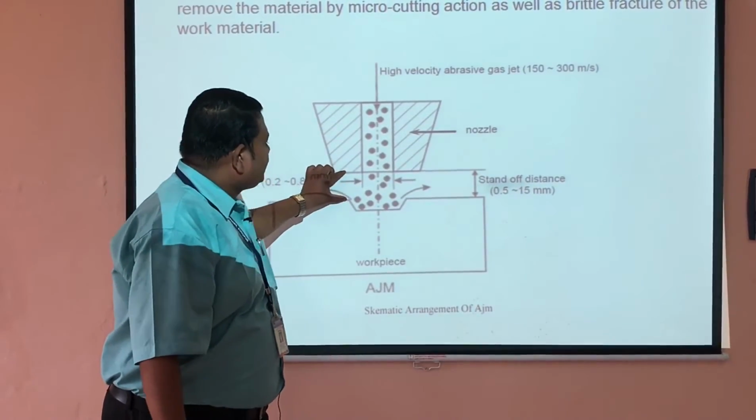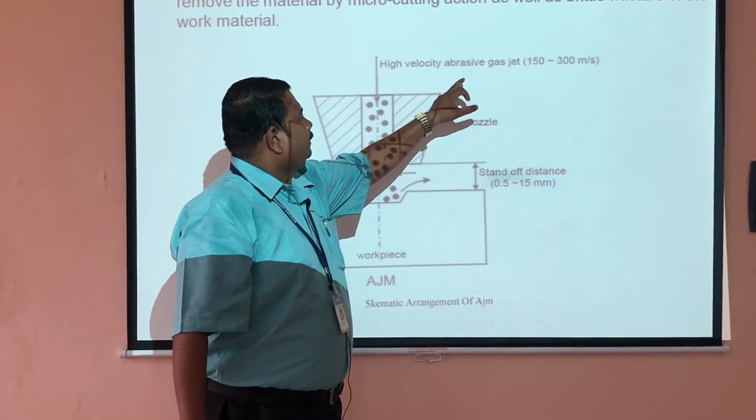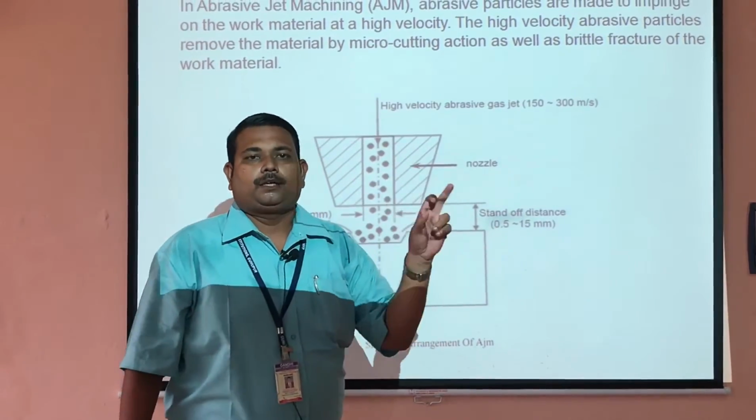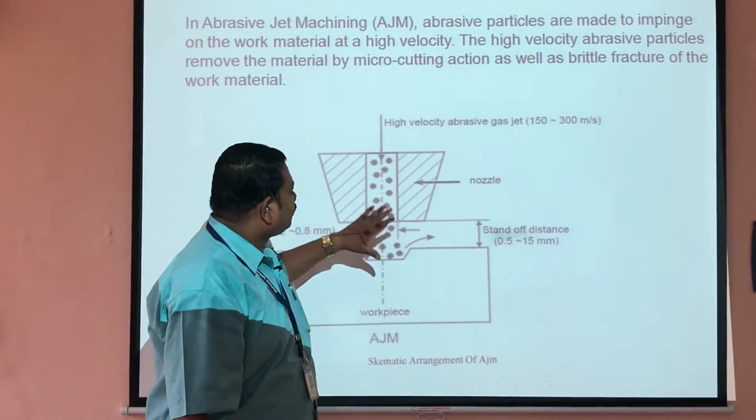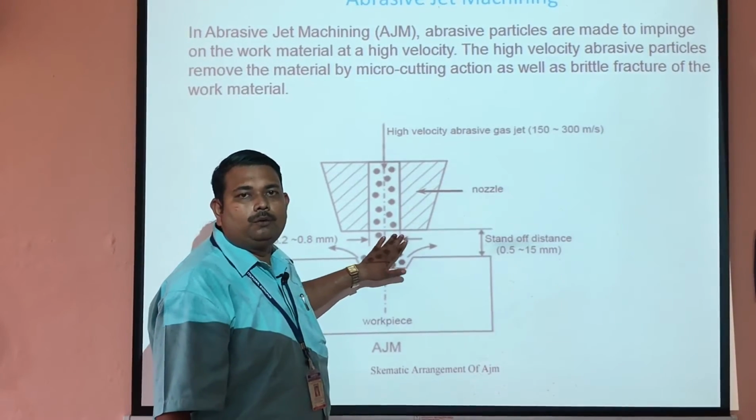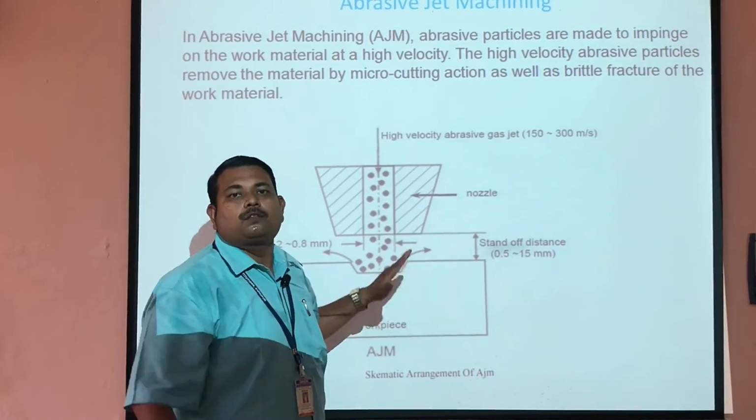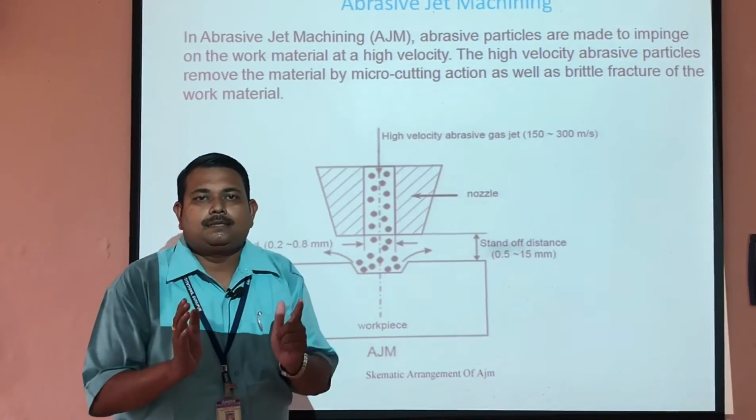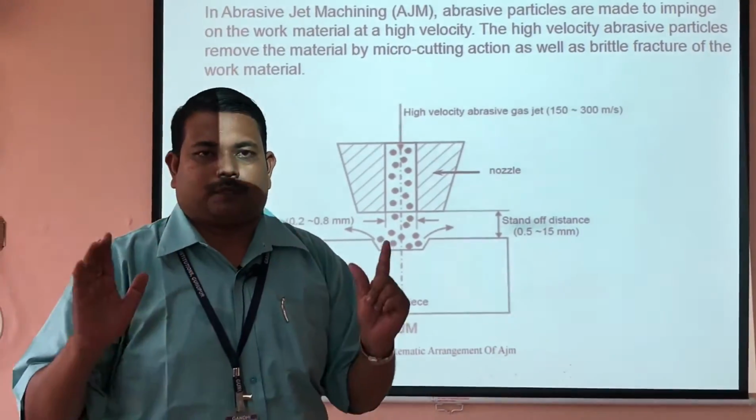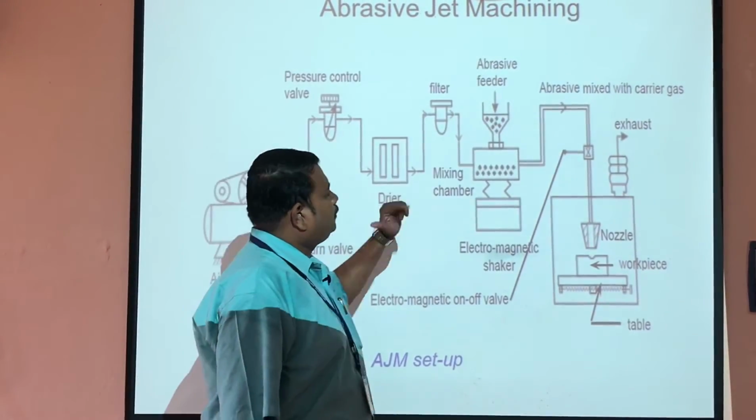Over this standard distance, the abrasive particles, having a very high velocity of around 150 to 300 meters per second, impinge on the given workpiece, where due to the impact or impingement of the abrasive particles on the workpiece, metal removal takes place. So this is the basic principle of the abrasive jet machining process. Let's go into the schematic diagram of abrasive jet machining.